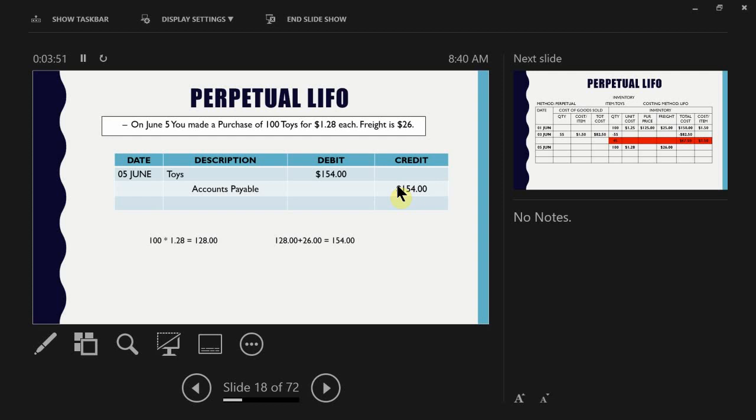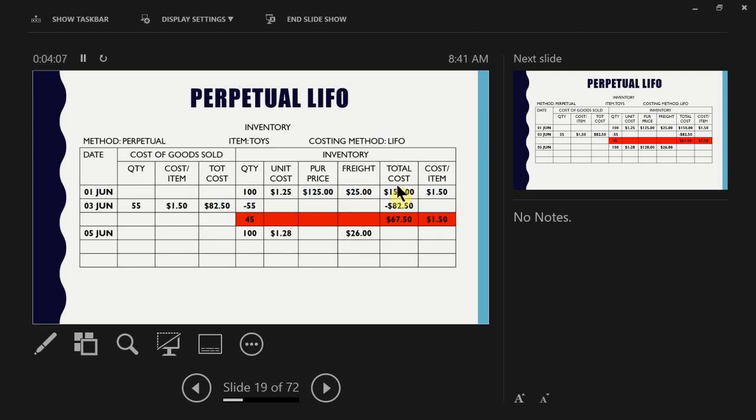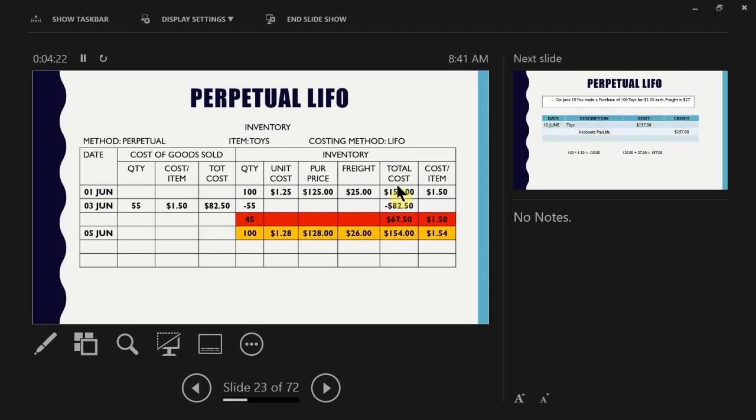So let's see what happens when we enter new inventory. On June 5th, we made a purchase of 100 toys for $1.28, with the freight costing $26. So we plug in our numbers: 100 items for $1.28 gives you 128, plus 26 gives you 154, so the cost per item is now 154. Of course, I'm going to choose another color. Now I have two batches: my red batch and my yellow batch. My yellow batch is the last one that I bought. So if I were to sell right now, the first thing I'm going to do is take away from the yellow batch, because I'm following my last in, first out rule.